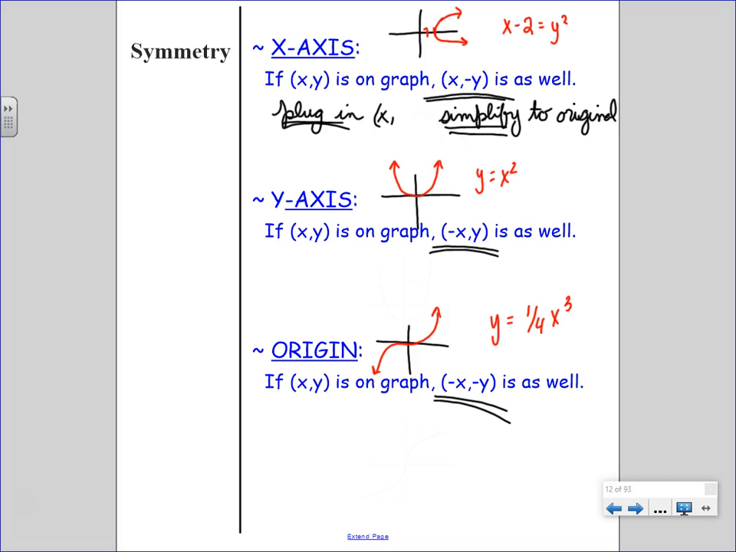Now, if it simplifies to anything other than the original, anything different than the original, it does not have x-axis symmetry. X-axis symmetry only occurs when you plug in (x, negative y), and it does indeed simplify to the original. And guys, basically that's going to be the same for the other two. Every time you are plugging in, that's your first action step. Wherever that special point is.